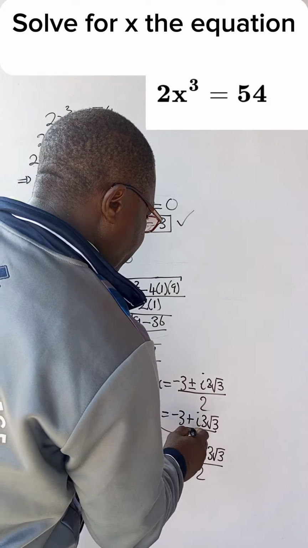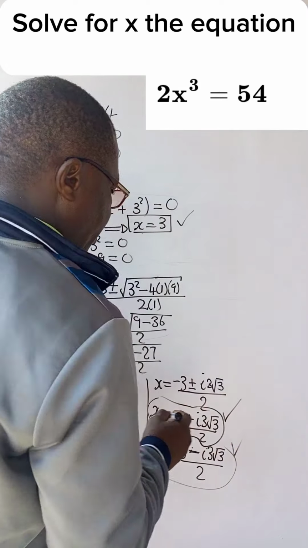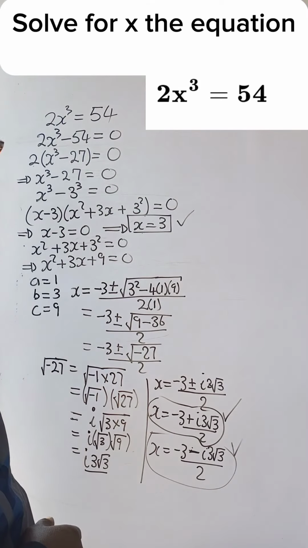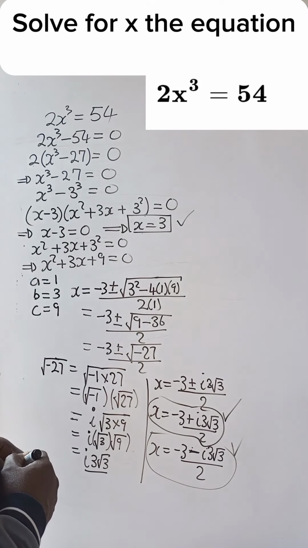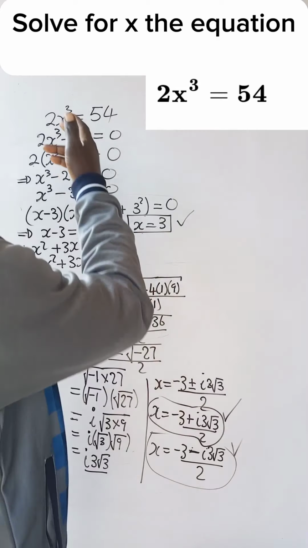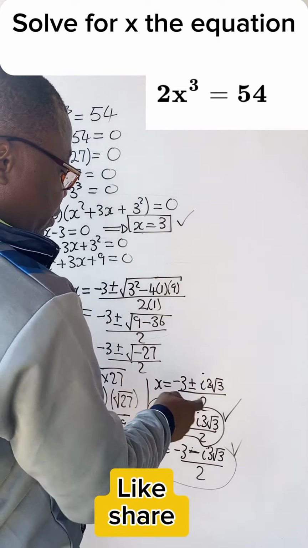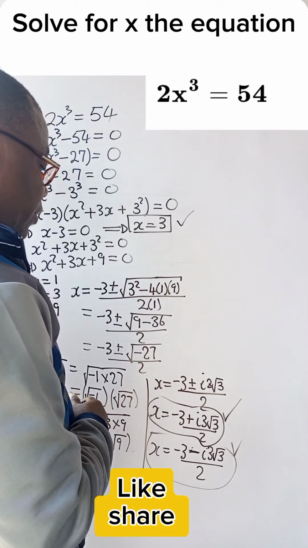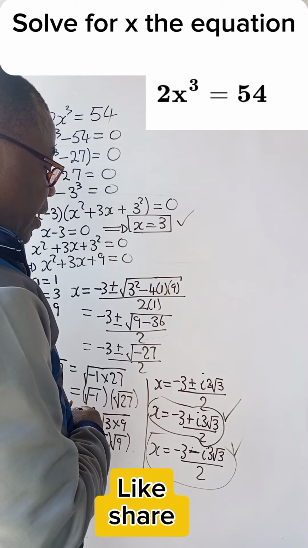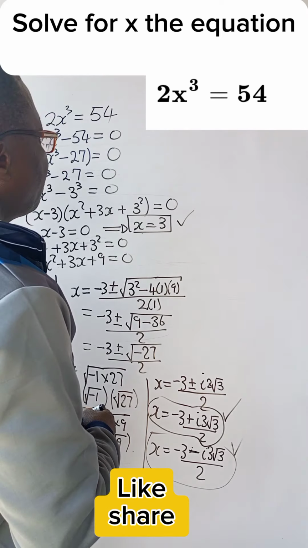These two give the remaining two solutions of our cubic equation. So the three solutions of that cubic equation will be x equals 3, x equals negative 3 plus i 3 root 3 all over 2, and x equals negative 3 minus i 3 root 3 all over 2.